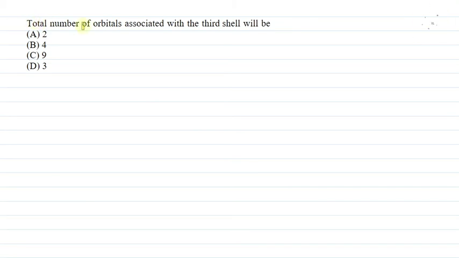The total number of orbitals associated with the third shell will be... थर्ड सेल में कितने ऑर्बिटल्स प्रेजेंट होते हैं हमें फाइंड करना है. How many orbitals are associated with the third shell. So third shell means n equals 3 here. If n equals 3, then l will be equal to 0 to n minus 1.